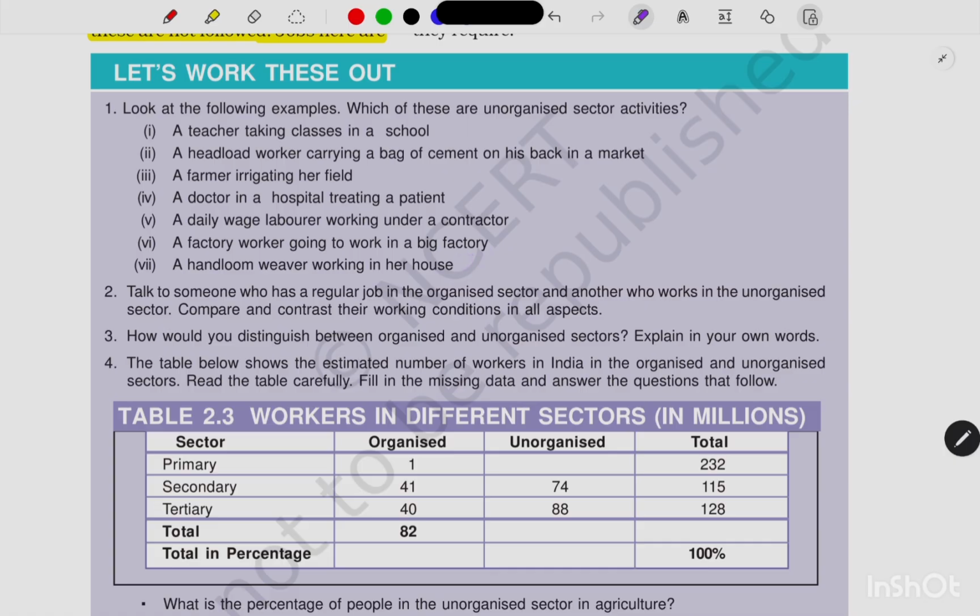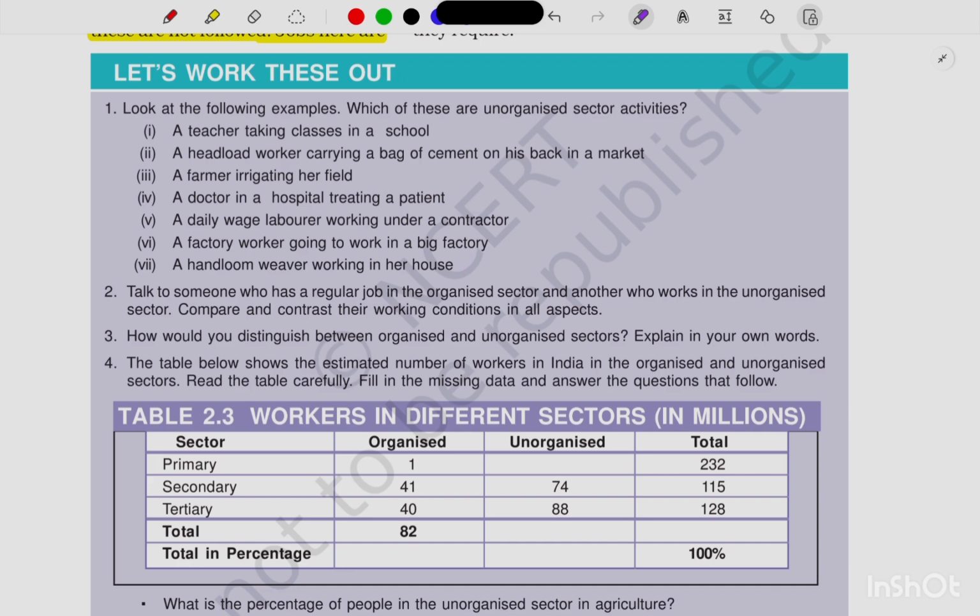Unorganized. Talk to some people who have a regular job in the organized sector and another who works in an unorganized sector. Compare and contrast their working conditions in all aspects. Now the thing is, I don't have anyone around my locality working in the unorganized sector, unless I step out a bit to the main road that I talked about before. I could do that, but mostly the points we are going to say are the ones given above, so don't actually go and bother.